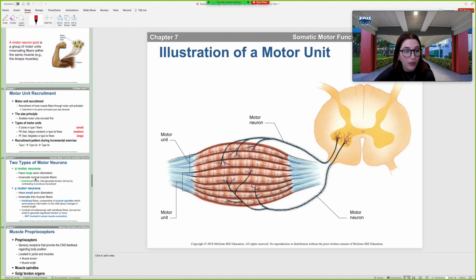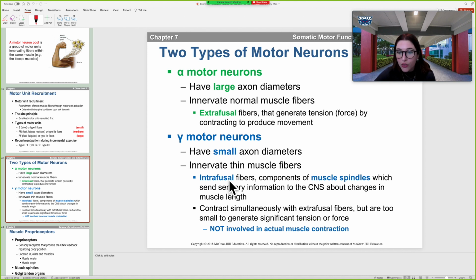Those extrafusal fibers. These little thin intrafusal fibers, they also contract along with the rest of the muscle, but they're not really generating any force, right? They contract simultaneously with those regular extrafusal fibers, but they're too small. They're not really generating any significant tension or force, right? They're not involved with the process of the muscle contracting itself. They're kind of just contracting along for the ride, right? When the extrafusal fibers contract, just the regular muscle contracts, these intrafusal fibers kind of contract along with them, even though they're not actually producing any force.